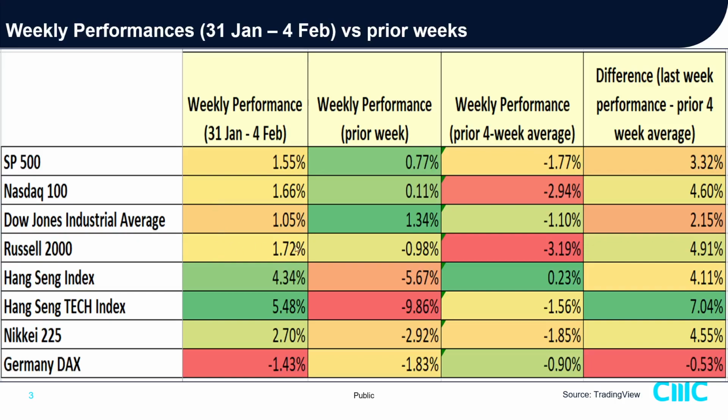So if you take the difference between last week's performance and their prior 4 week average, all of them are starting to show positive numbers in terms of the rate of change, which means that upside momentum has started to creep back, at least from a medium term, which is the multi-week time horizon. So 3.32%, 4.6% for the NASDAQ 100, one of the top performers, 2.15% for the Dow Jones Industrial, and the Russell 2000, which is 4.91%, the top performer.